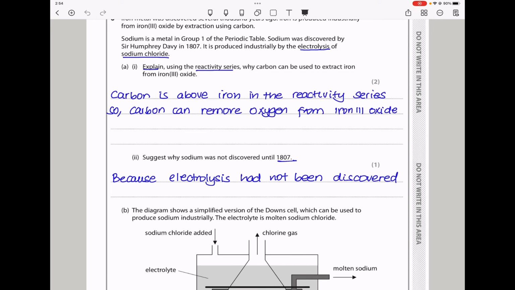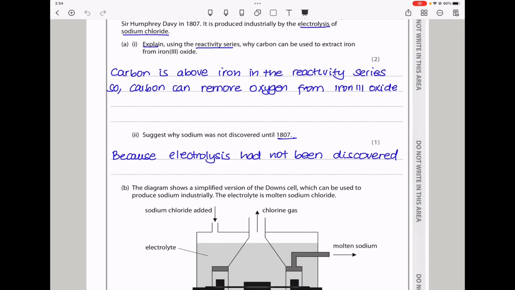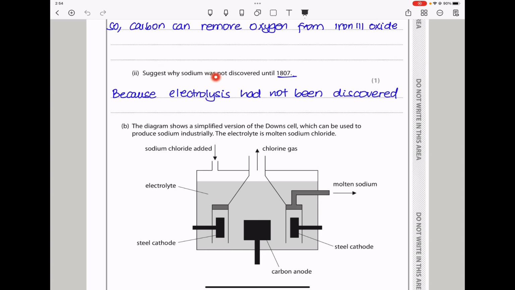Now, in the reactivity series, carbon is above iron. That means carbon can remove oxygen from iron(III) oxide in order for iron(III) oxide to be converted into iron. And down here they say, suggest why sodium was not discovered until 1807. This is because electrolysis was not discovered before 1807, so sodium could not be extracted out of its ores.